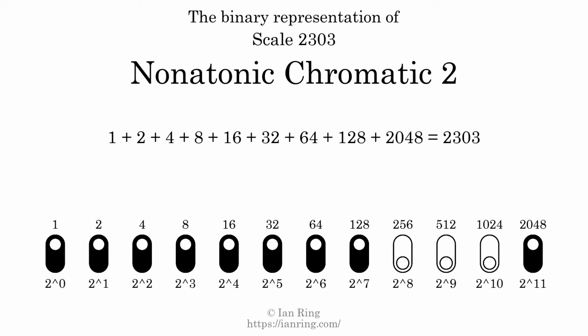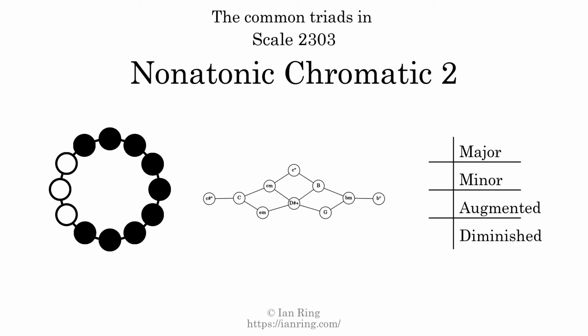The scale number not only enumerates the scale with a unique index, but it also literally describes the tonal content of the scale. Represented as a binary number in base 2, the scale number is 1000111111111. Here are the common triads present in this scale.